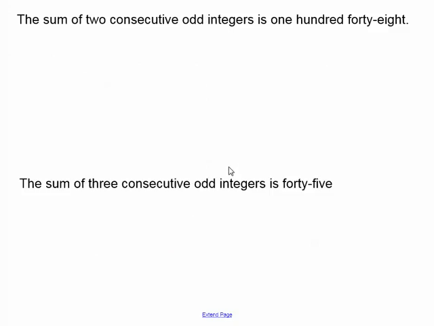Alright, so here's our first one. Sum of two consecutive odd integers is 148. Alright, first thing we do is we're going to try and find that "is," that dividing line. There's my "is," it becomes equals. On the right side, 148. Okay, well that's pretty easy to translate. 148, got that one.